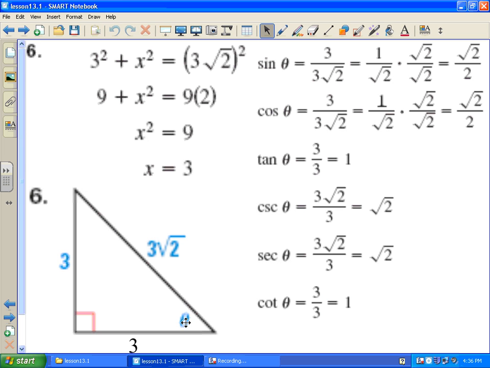Cosine is adjacent over hypotenuse. Theta, adjacent is 3, hypotenuse is 3 root 2. So cosine of theta will be 3 over 3 root 2. 3 over 3 reduces to simply 1, so I have 1 over root 2. And then I'm going to eliminate the radical from the denominator by rationalizing, and I get root 2 over 2. So you can see with these 3 side lengths, I can define all 6 trig function values.